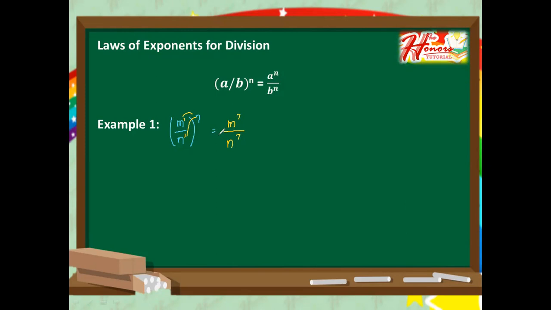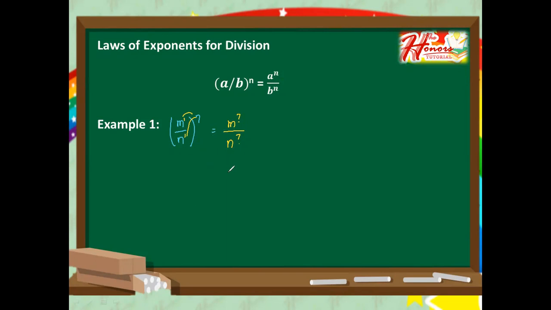Also, remember when the exponent is outside the parentheses, you need to multiply the exponents which are inside and outside of the parentheses. So 7 times 1 is 7, so that we have 7 in our numerator, and then 7 times 1 in our denominator, that is equal to 7. So that's why the answer here is m raised to 7 over n raised to 7.